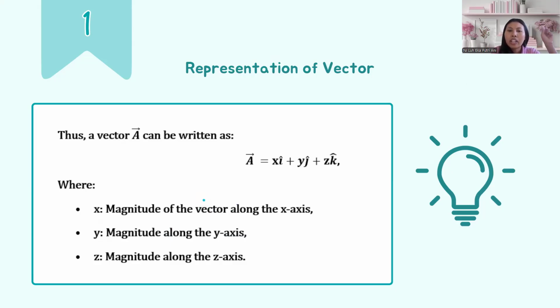The point where the vector starts is called the tail of the vector, and the end point of the vector is called the head of the vector. We can also denote the vector as a coordinate point in 3 dimensions.